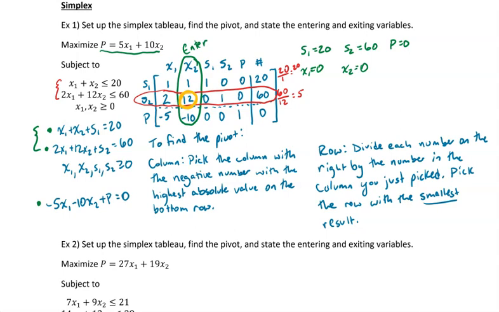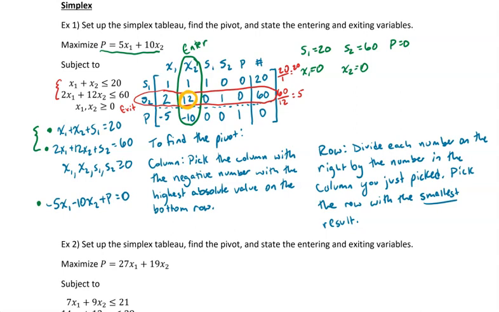Whatever variable is in the row that you picked is going to exit. So S2 is our exiting variable. And that's it. We've completed all of these steps, and we would be ready to start solving this simplex problem now. In particular, to solve this, we would end up using row operations to still make those ones and zeros like we were doing for Gauss-Jordan.